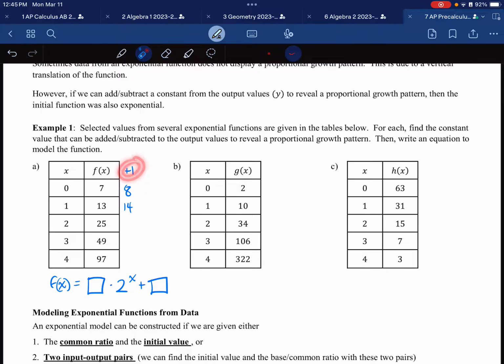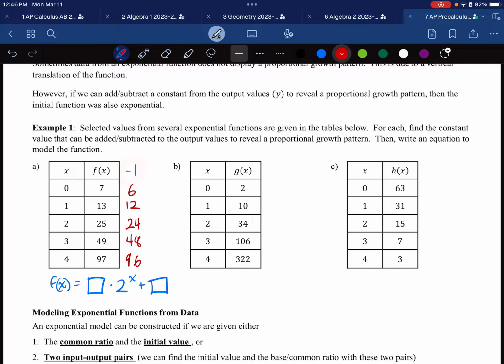Maybe I should try subtracting 1. So what happens if I do subtract 1? If I subtract 1, then I'm going to be doing 6 to 12. And check it out, 6 to 12, that is multiplying by 2. So all of these must be subtracting 1. Let's just double check that. If I subtract 1, 24, subtract 1, 48, subtract 1, 96. Each of these is multiplying by 2 at each step. So that's the pattern that I want here.